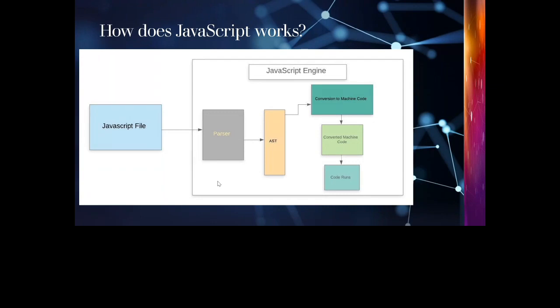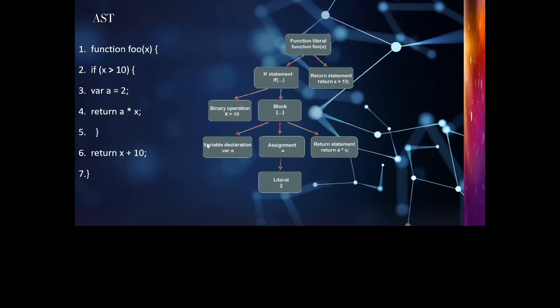Else it makes a data structure which is called an abstract syntax tree. It will be like this. You can see the abstract syntax tree. Here on the left part you can see a function foo(x). If x greater than 10, var a. Don't bother about this var thing, it will be discussed in the next part. This is basically a function, and the engine converts this function into an abstract syntax tree, which is shown on the screen.